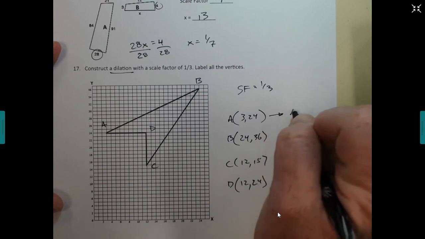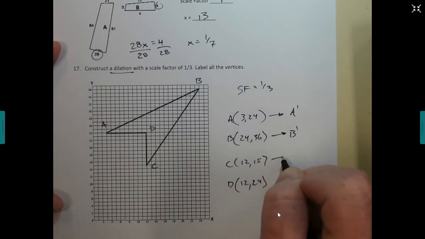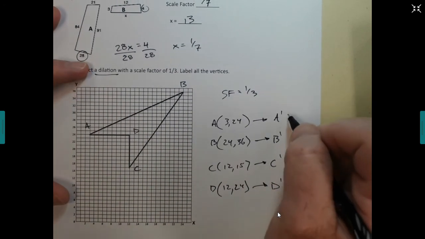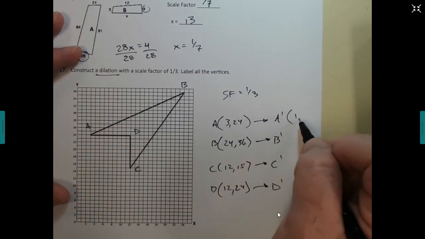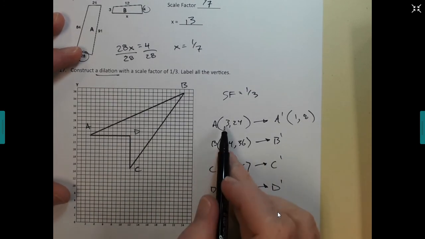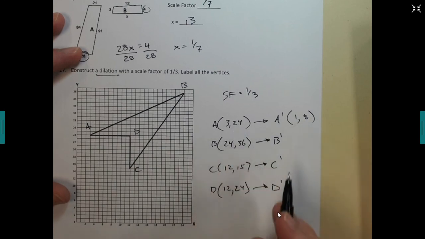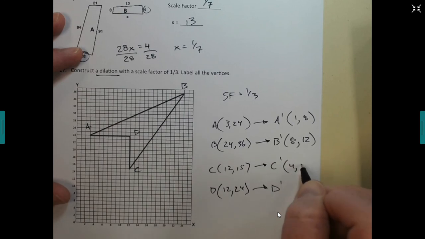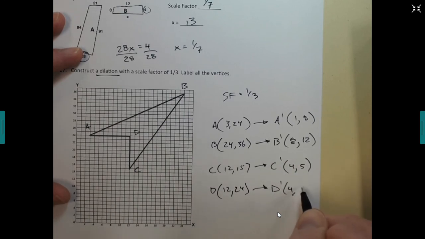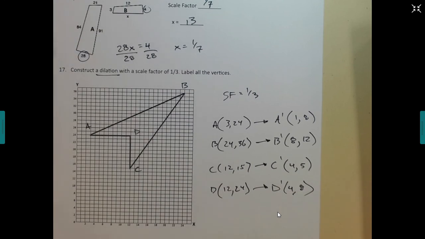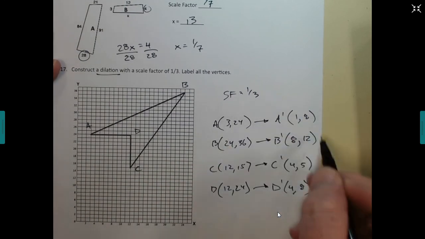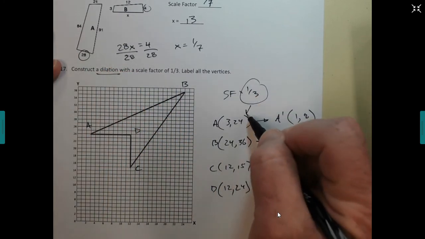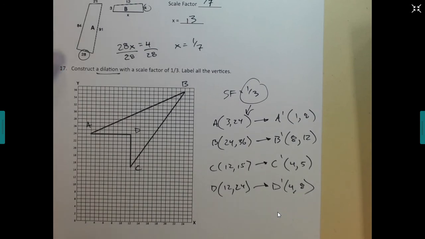All I need to do, if I want to find their image, is just multiply everything by 1/3, which is the same thing as dividing everything by 3. So A better end up at 1, 8. Divide 3 by 3, I get 1. 24 divided by 3 is 8. Then if I just go graph, it's best to do it this way. Then I don't get confused on the graph. I just multiplied everything here by 1/3. Calculator will help you do that.